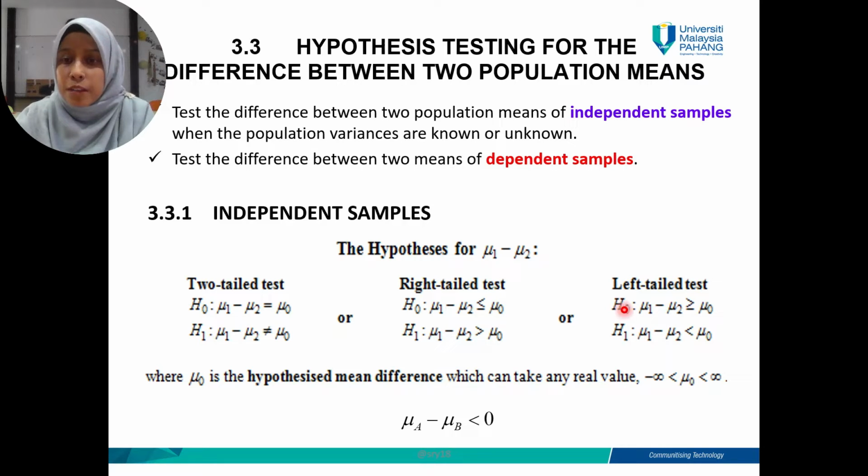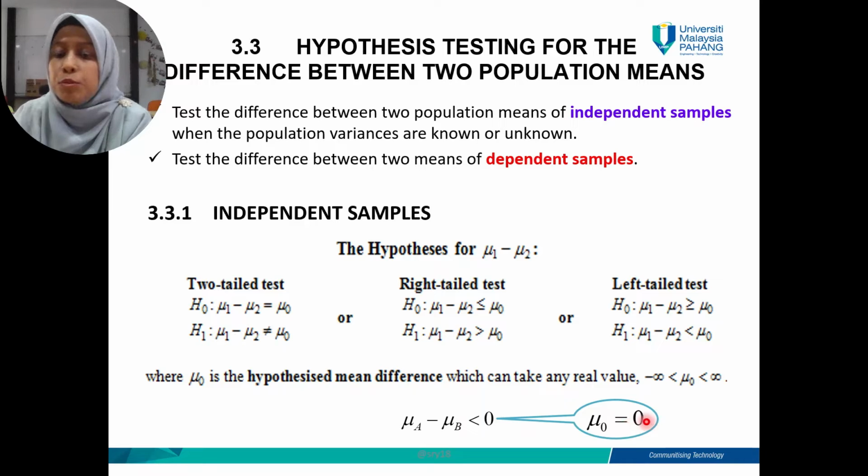So Pak Mail will have H null: mu A minus mu B greater than or equal to 0, and H1: mu A minus mu B less than 0. Here, mu naught is the hypothesized mean difference. Mu naught in this chapter is called the hypothesized mean difference. So the hypothesized mean difference here is 0, so mu naught is equal to 0, because 0 is the value that appears in your claim.